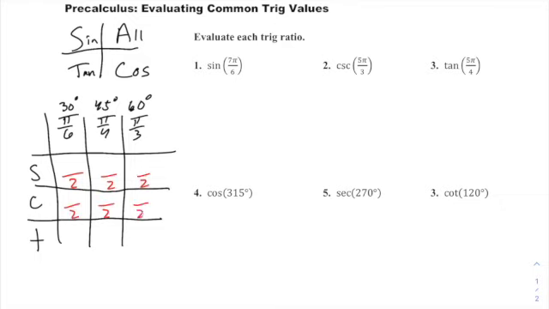So remember the deal, sine and cosine, for all 3 of these, all have one thing in common. They're all over 2, and their numerators are root 1, root 2, root 3, right in order. Root 1, which is 1, root 2, root 3, and then count it back for the cosine: root 3, root 2, root 1.